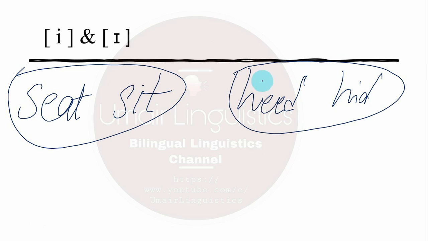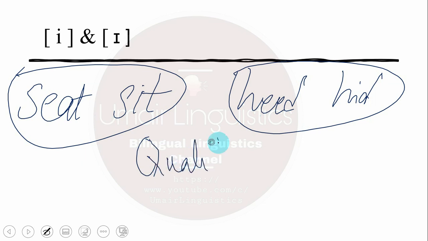For the transcription of this pair and of this pair, we have these two sounds actually. But you can understand that in English alphabets we have only this letter and not this one. This letter is now used here as a symbol, not as an alphabet letter. When we say seat, sit, heed, hid, between these two vowels we can notice two differences. The first one is that the vowel in seat and the vowel in sit are different in quality.